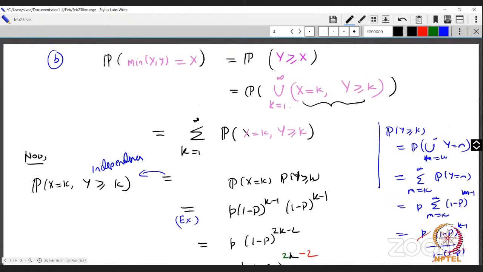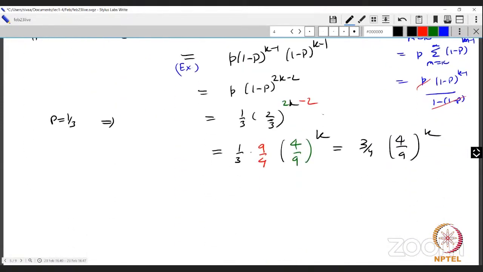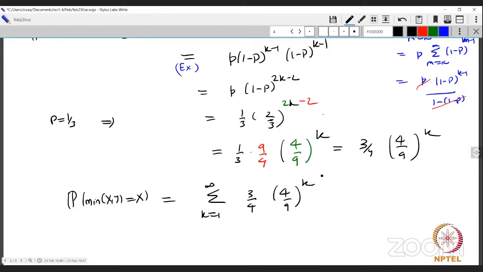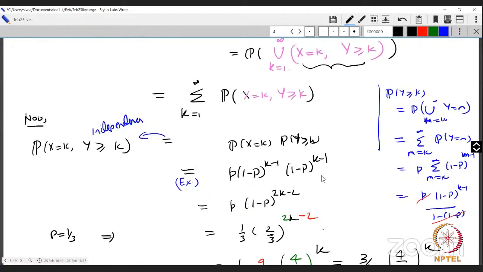So you go back to this calculation. You need this series to compute. So the probability that the minimum of x comma y is equal to x is the same as the sum from k equal to 1 to infinity of 3/4 times 4/9 to the power k. Agreed? That's what I get as the answer.